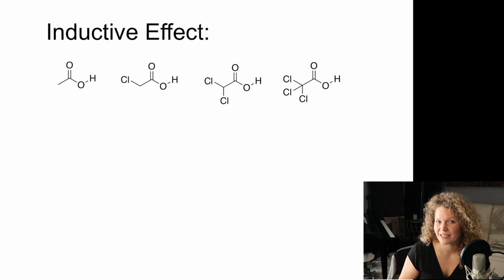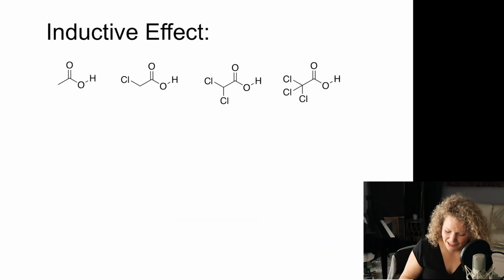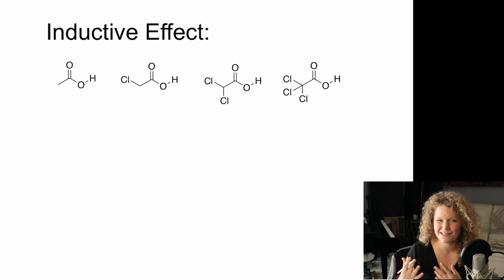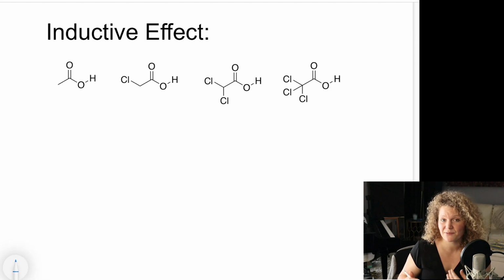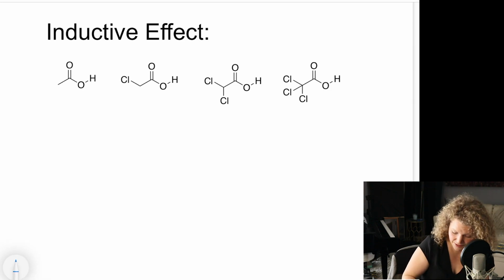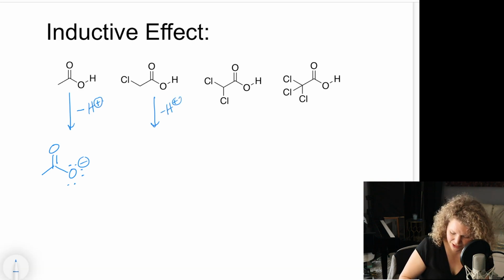Let's now talk about the inductive effect. The inductive effect has to deal with what dipoles are present in the molecule. So here I have a series of different carboxylic acids. If I were to draw the conjugate bases of each one of these, I'm going to show that we lost an H+. So here we're going to lose an H+ from each of these. Let's draw these out. Here's my carboxylate.